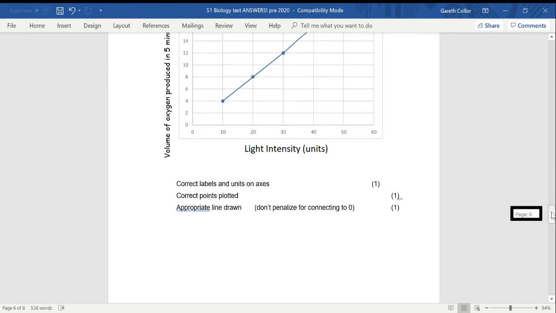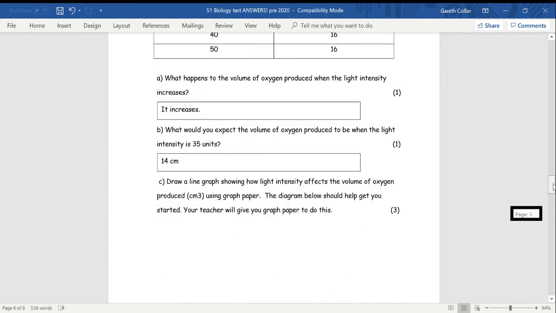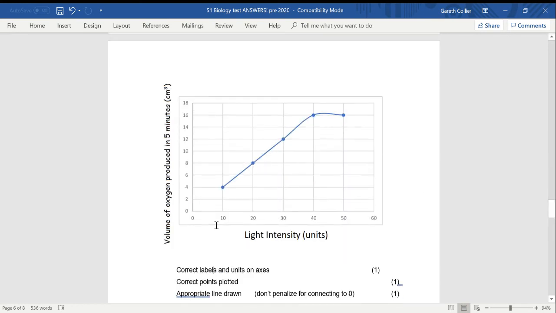Points plotted correctly. So let's have a look. 10 was 4, 20 was 8. Let's see if I got those two right. So 10 was 4, 20 was 8. So all I've done is I've given myself 1, 2, 3, 4, 5, 6, 7, 8, 9 boxes, and I've made each one of them a jump of 2. And by doing that, I could easily plot my results.